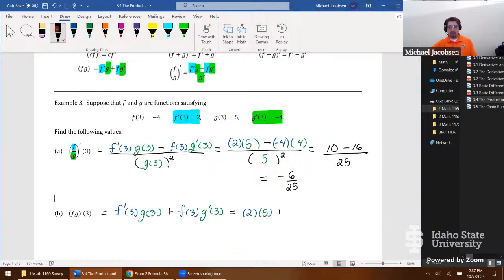Plus in the middle. Now we're looking at f of 3. So we grab this value here, the -4. And last one, g prime at 3 is this -4 right here. So this one turns into, after cranking it out, 10 plus 16 for a total value of 26.